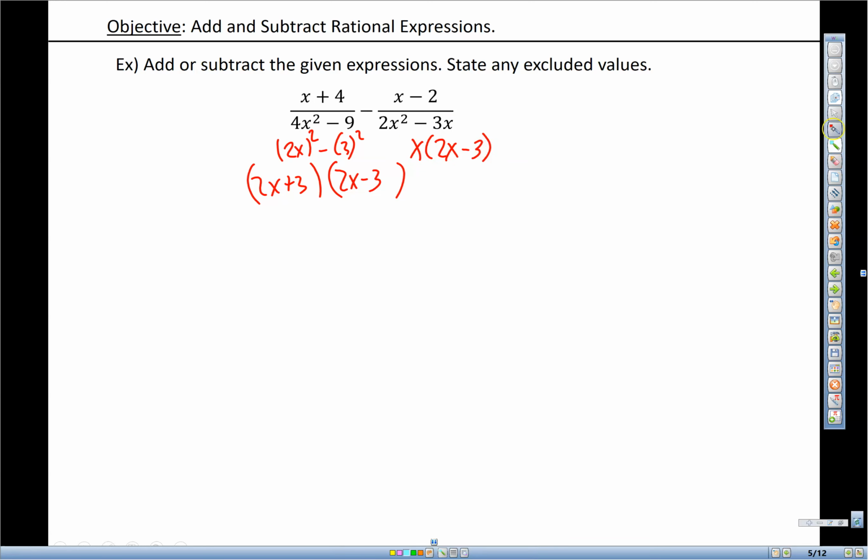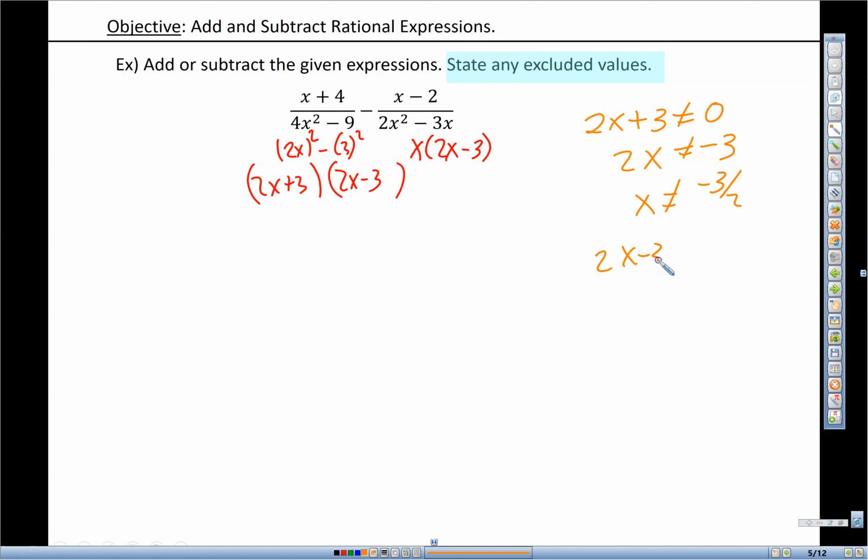So again, it might be a good idea to do excluded values at this point. So I'm going to go left to right with my denominator factors. So what I know for my excluded values is 2x plus 3 can't be equal to 0. So here this is again two-step algebra. We would subtract the 3. You always undo addition or subtraction first, remember. Then divide. So x cannot be negative 3/2 or negative 1.5.